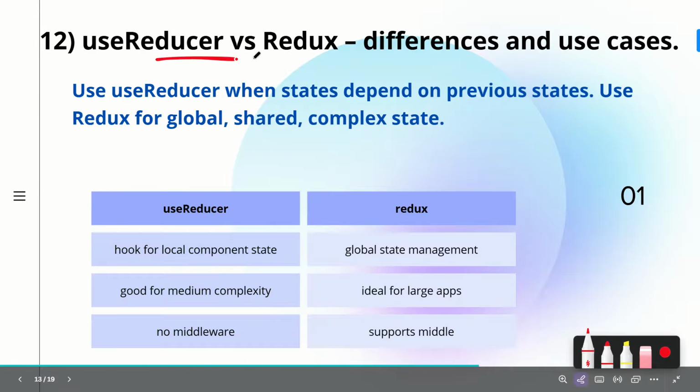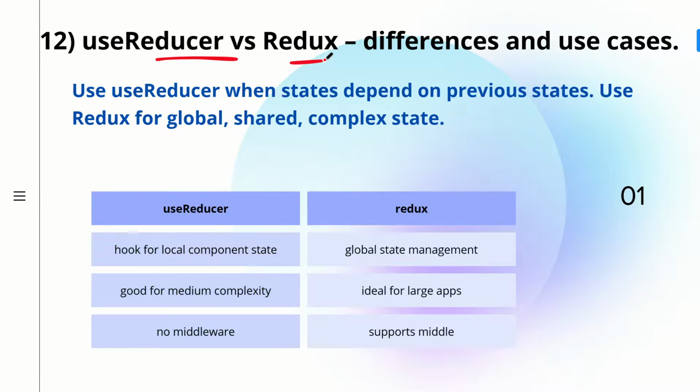Next question is, what is the difference between useReducer and Redux, and what are the use cases? Use useReducer when state depends upon the previous state. useReducers are helpful for managing the states, and we make use of Redux for global shared complex state. If we want to store our data in a global container, so that we can access it from any component of our application, then we have to make use of Redux.